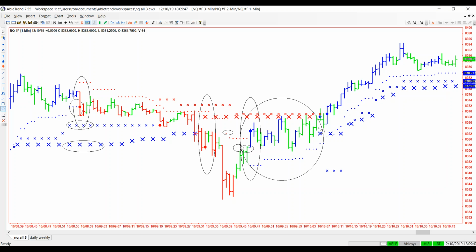But you have to have triple confirmation. The first time, like right here, you've got triple confirmation. In fact, you got quadruple. The smaller X's are the 2 minute. The bigger X's are the 3 minute. The dots are the 1 minute. We just want everything to be blue. Keep it simple. That's it.